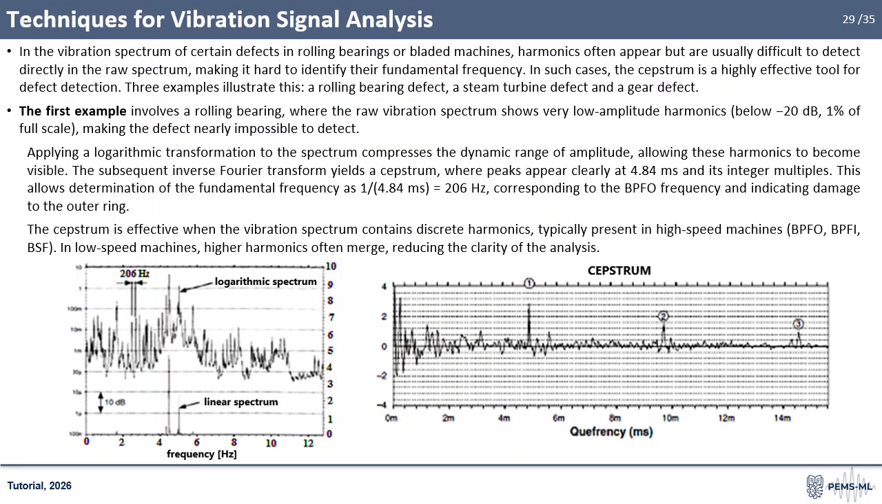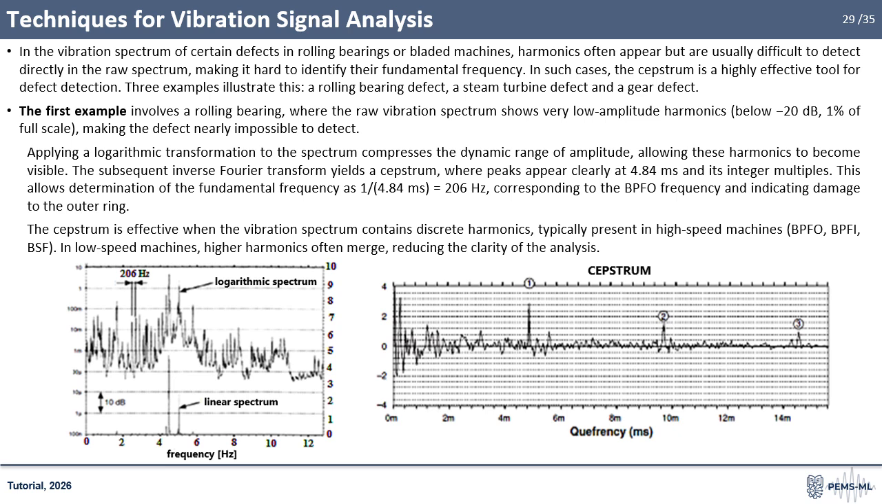In vibration spectra of certain rolling bearings and bladed machine defects, harmonics are often present but difficult to detect directly, making the identification of the fundamental frequency challenging. In such cases, cepstrum analysis is a highly effective diagnostic tool. This is demonstrated using 3 examples: a rolling bearing defect, a steam turbine defect, and a gear defect.